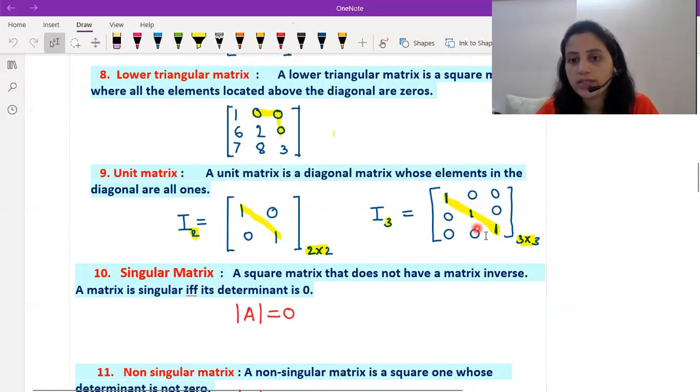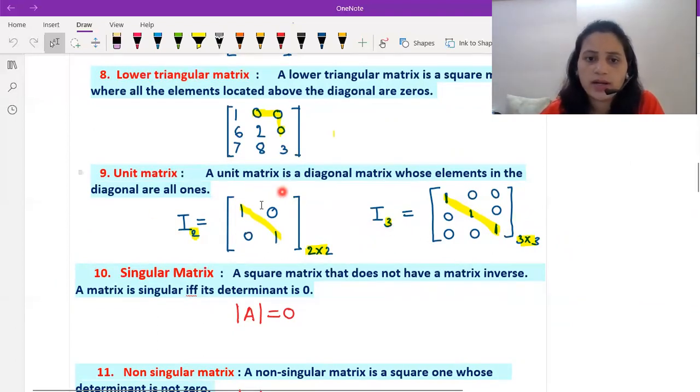Okay, so diagonal elements are 1 and non-diagonal elements are 0. Now the unit matrix is represented by capital I. Suppose the given matrix is of order 2 by 2, then you can write I2. If your given matrix is of order 3 by 3, you can write I3, and so on. Suppose the given matrix is n by n order, then you can write I with the suffix n. So the unit matrix is nothing but diagonal elements are 1 and non-diagonal elements are 0, because it is a diagonal matrix.